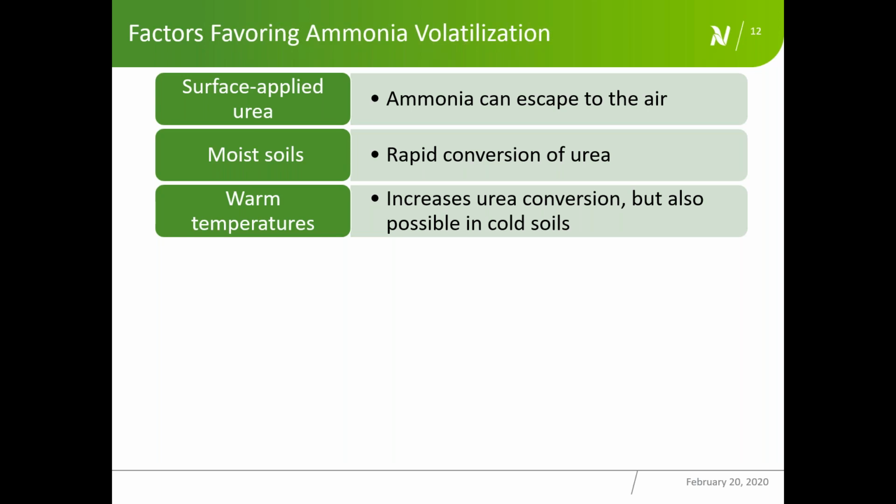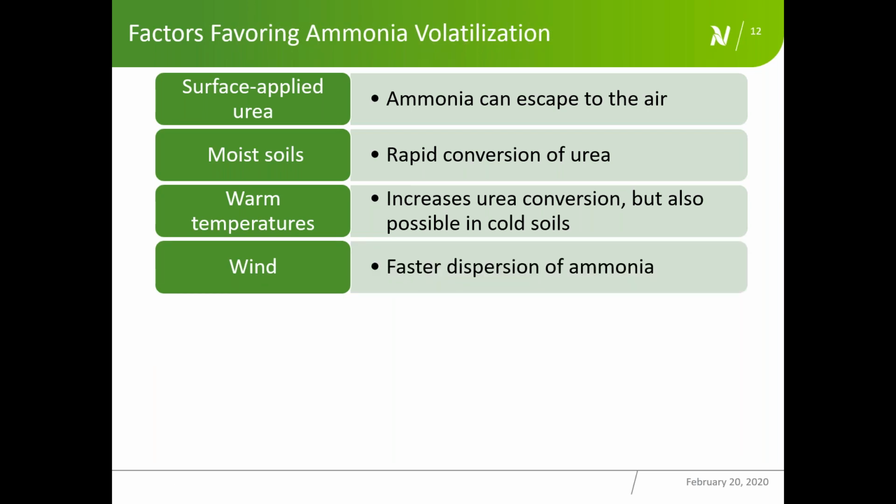that volatilization losses can be significant even in cold soils during the winter. So leaving urea on the soil surface is a risk regardless of the time of year. Wind, it can be a factor. If we have wind, that disperses the ammonia faster, and so losses occur more rapidly.